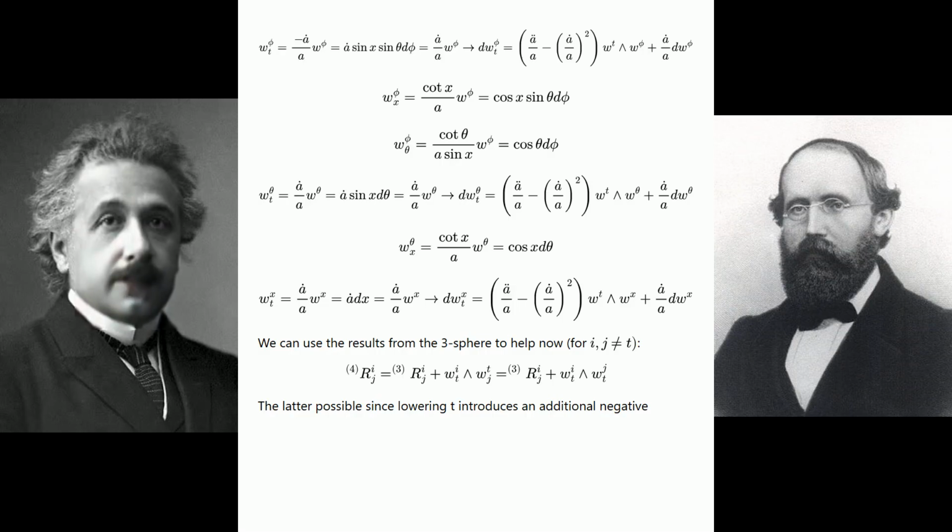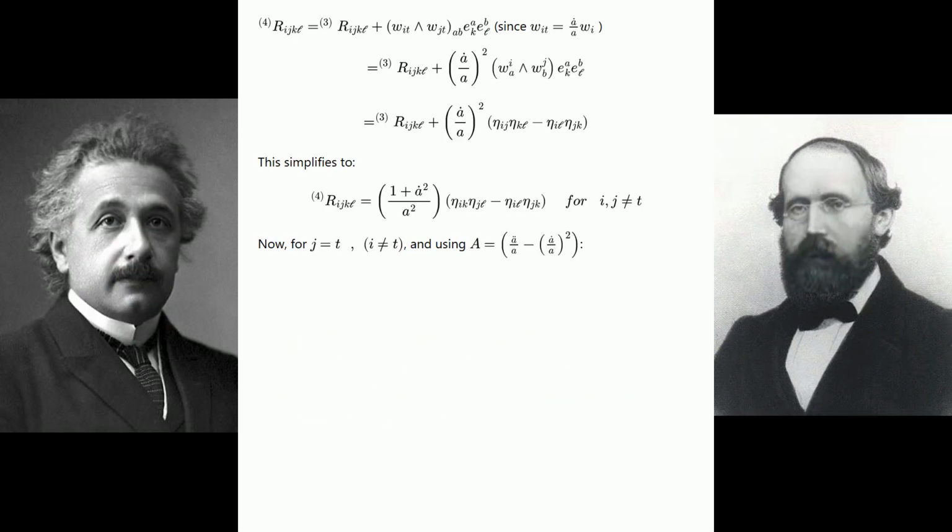The latter is possible since lowering t introduces an additional negative. R^(4) ijkl equals R^(3) ijkl plus ω_it and ω_jt times e_k^a e_l^b, since ω_it equals a dot over a ω_i. See the following group of equations. This simplifies to the equation shown.